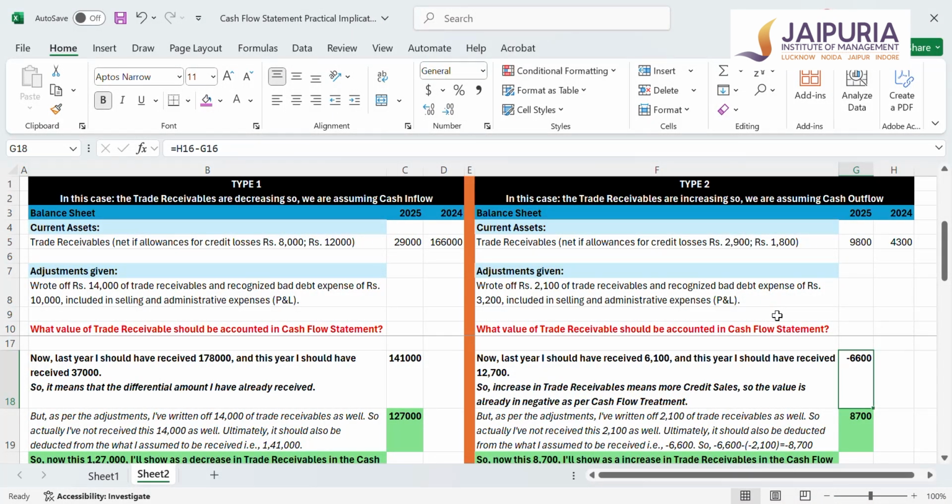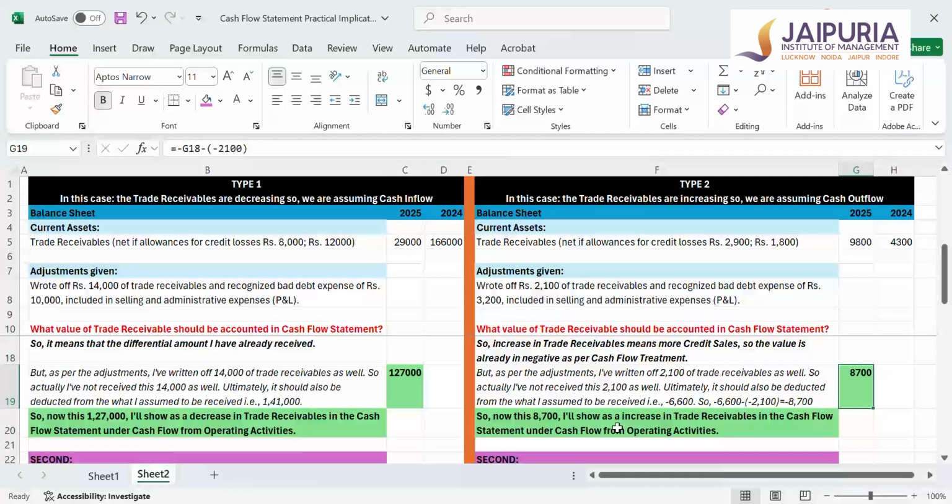Now, as per this type 2, the adjustment is given like I have written off 2,100 of trade receivables. Because this is already credit sale of increment of 6,600 and written off, I have a loss of 2,100. So minus 6,600 minus 2,100 will actually be 8,700. Now this is a cash outflow. In the first case, it was cash inflow, but in the second case, now it is cash outflow. So this 8,700 will again go to the cash flow from operating activities.